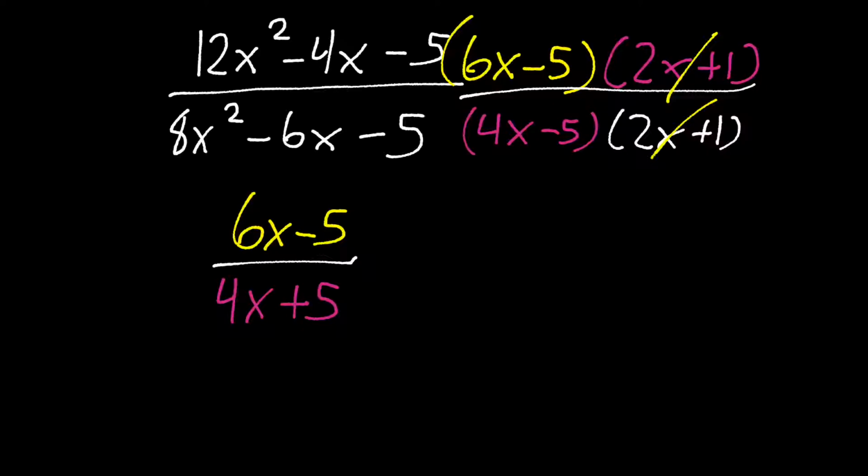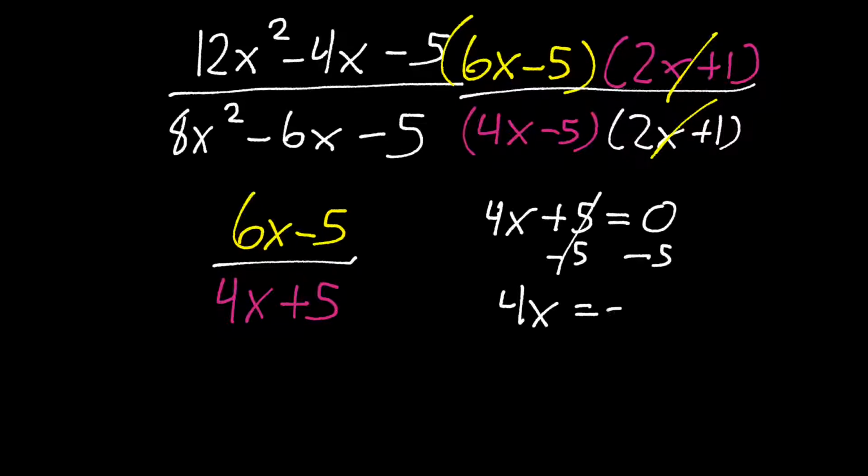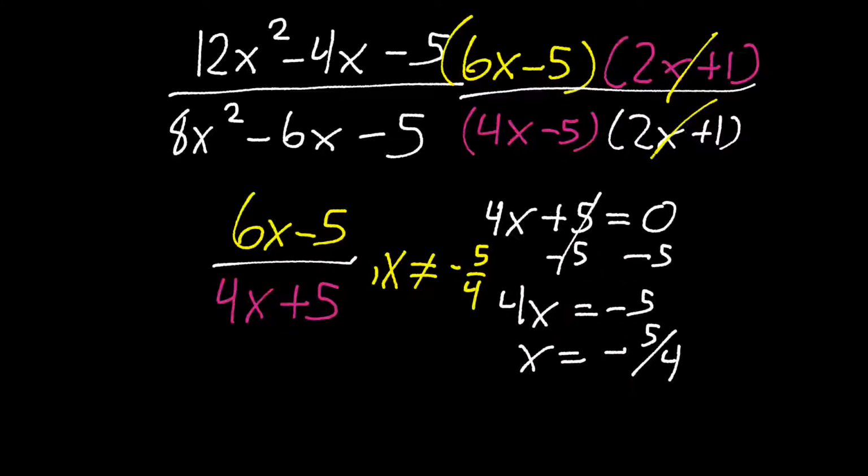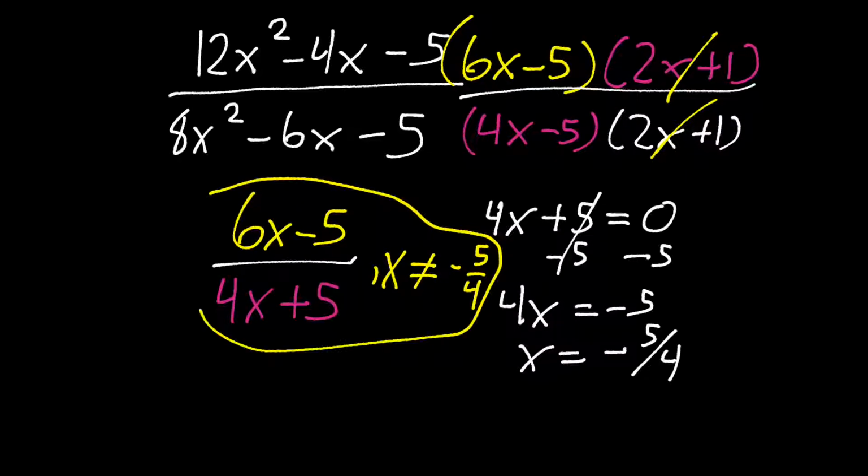But if you're on your A game, you notice I have an x in the denominator. So just like we did in part 1, I need to find the excluded value. So I'll take that denominator and set it equal to 0. When I solve for x, we are going to end up with x equaling negative 5 over 4. So our final answer is 6x minus 5 over 4x plus 5. X cannot equal negative 5 over 4. And there we have it.